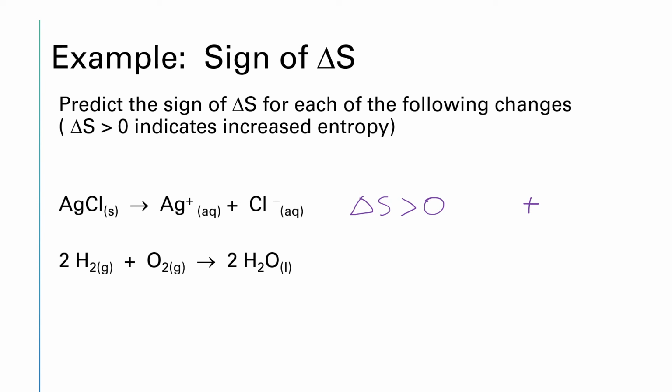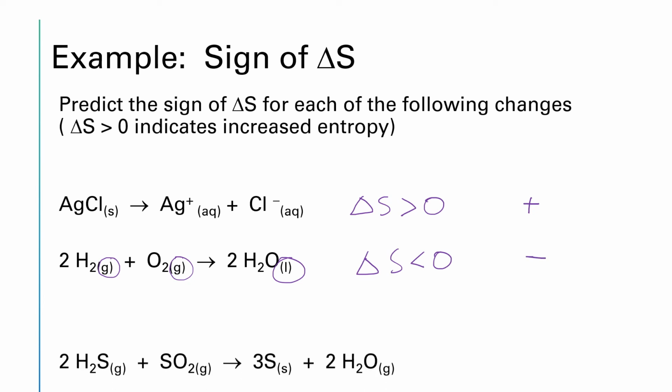2 hydrogens plus oxygen yield 2 H2Os. Well, the key here is the states. We have gases on the left-hand side and we have a liquid on the right-hand side. Liquids have less entropy than gases do. So in this case, entropy is decreasing. So delta S is negative, whichever way you want to write that.